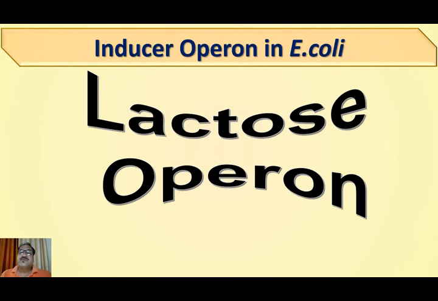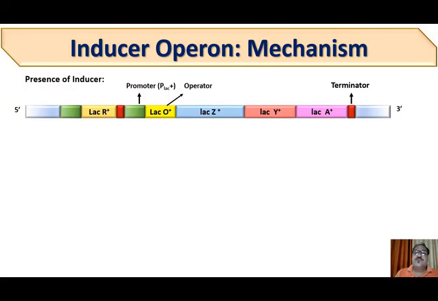The third type is the inducer operon in E. coli. In this type of operon, the substrate molecules act as an inducer molecule to switch on the operon. Let me explain, taking the classical example of the lac operon. The expression of the lac operon is regulated by the lac repressor. The lac repressor has affinity to bind with the short DNA segment of the lac operator in absence of inducer and stop the process of transcription.